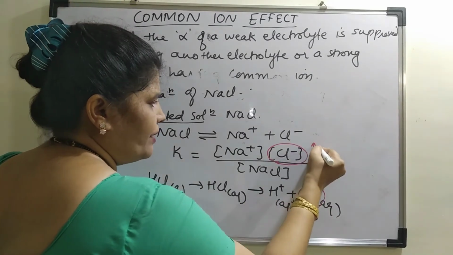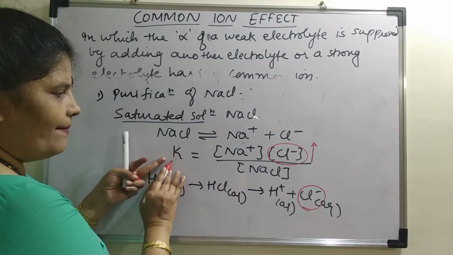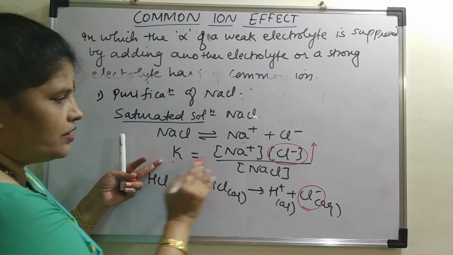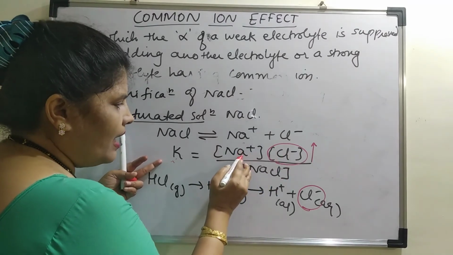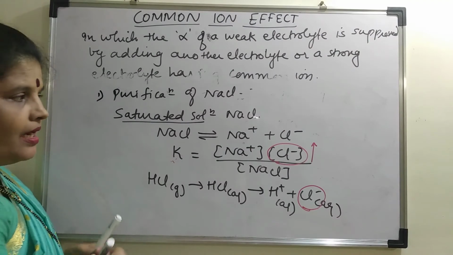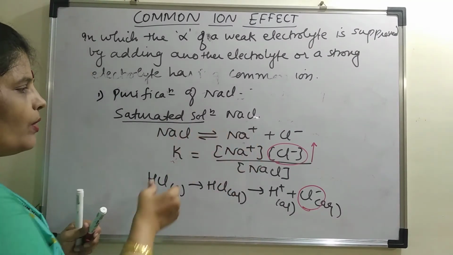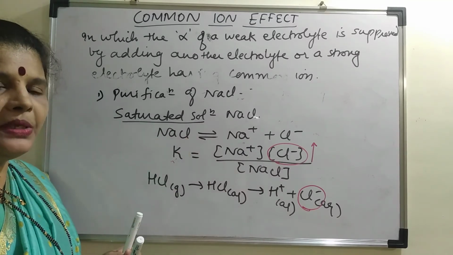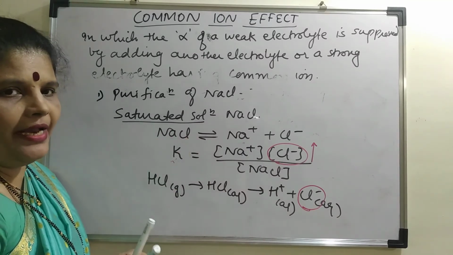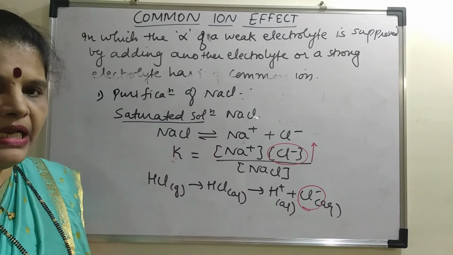This concentration will increase. This will get disturbed. In order to re-establish the value of this equilibrium constant, this will combine with this. And what will it form? It will form the undissociated NaCl. Now when the reaction goes to the reverse side, what will happen? More and more of the NaCl, or the salt, will get formed, leaving behind the impurities. So this is how the purification of NaCl is carried out.